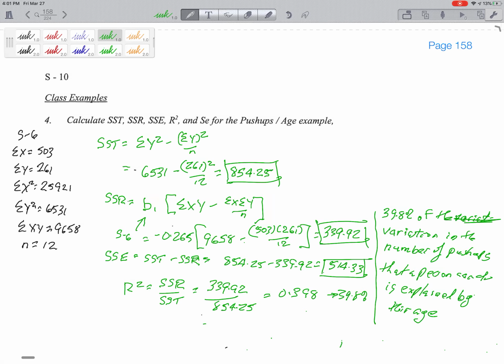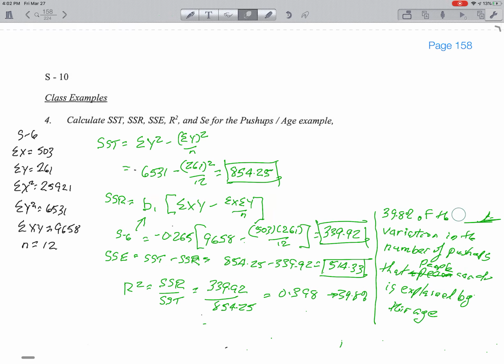Okay. Actually, of course, it's taking a look at everybody together, so 38.9% of the variation in the number of push-ups that people can do, might be better to say, rather than a person, so let me change that to people, is explained by their age.